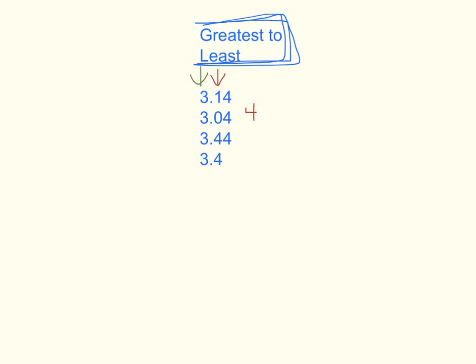I know that my 1 is less than the 4's, so that is going to be my second smallest number. So I'm going backwards because it says greatest to least, so 3 and 4 are my least or smallest numbers. Now I cannot tell the difference between this 4 and this 4, so that tells me I have to move on to my hundredths place.